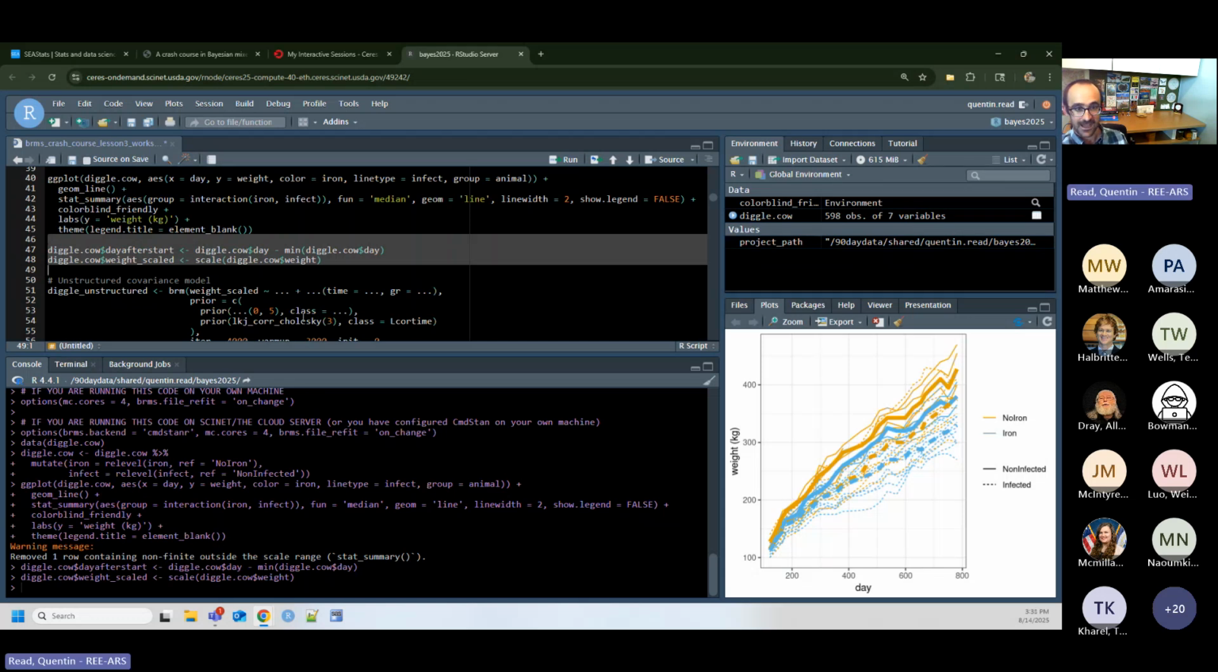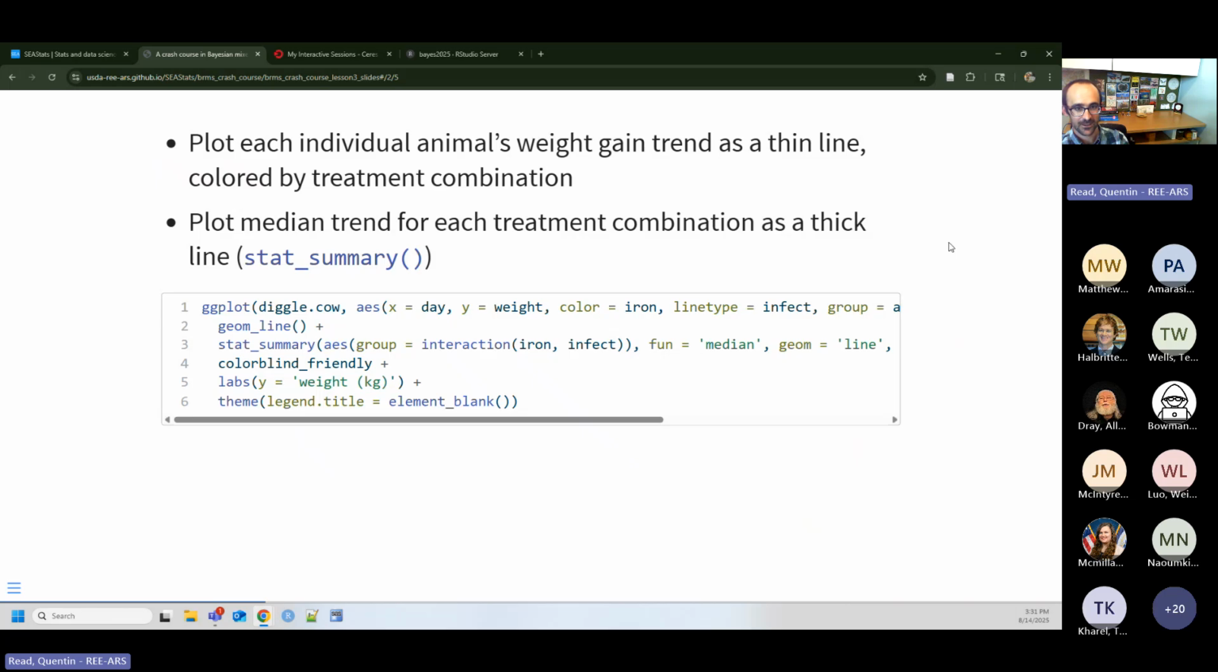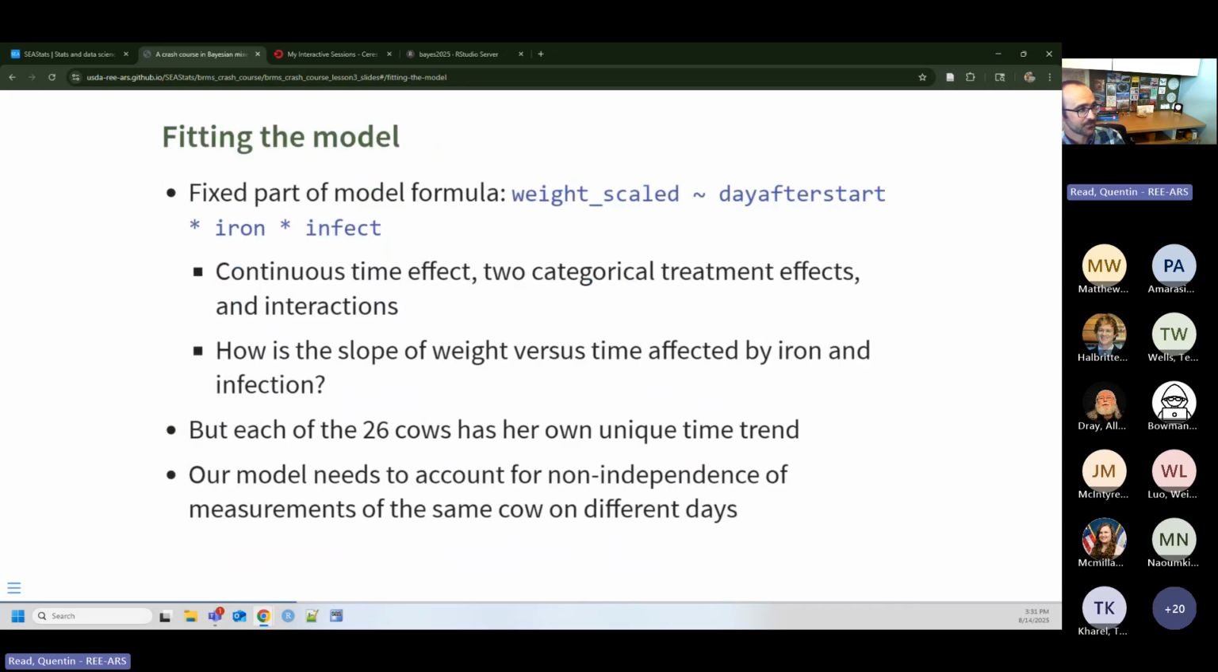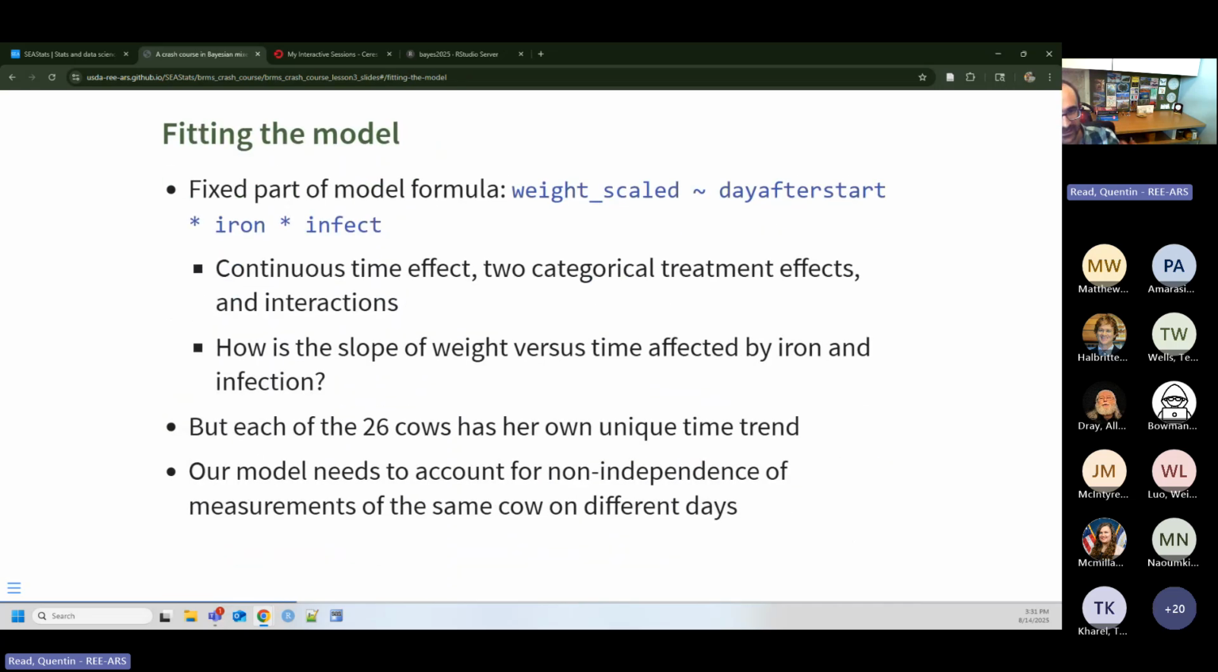I'm going to go back to the slides and give you a little theory on residual covariance to explain the models we're about to fit. Please interrupt me if you have questions because this can start to be a little confusing, maybe. All right, so we just scaled the variables. Now, let's discuss what model we're going to fit. We're going to use as our response this standardized weight variable we just created.